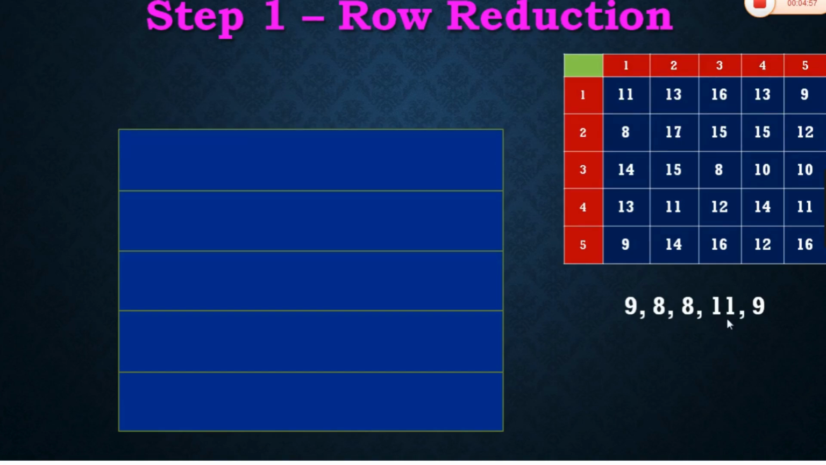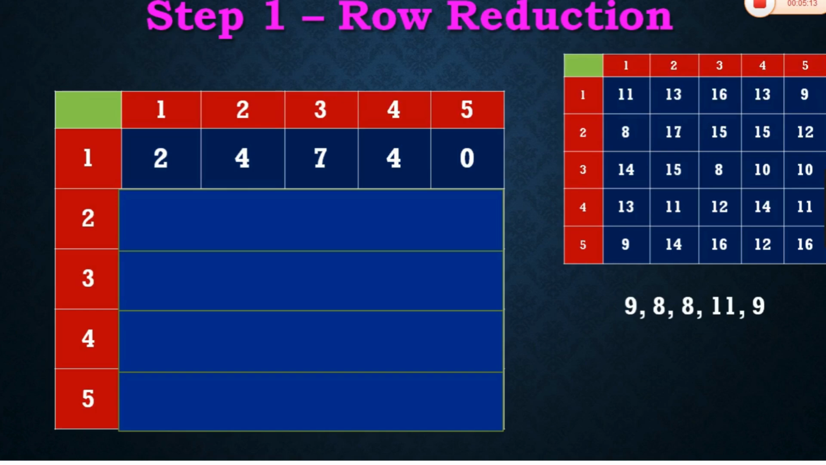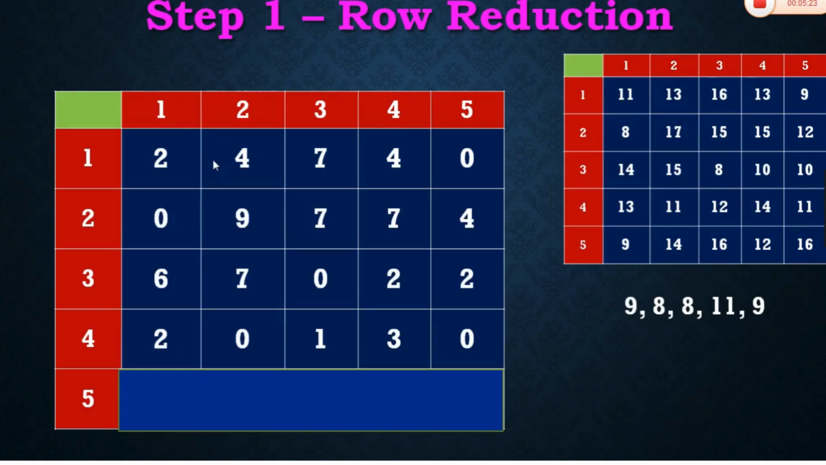Fourth row 11 is minimum value. And sixth row 9 is minimum value. After identifying the minimum values in each row, subtract the identified values from respective row. So this is the procedure. In first row there is 11, subtract with 9, 2 is coming, and like that we have to do all the procedures.